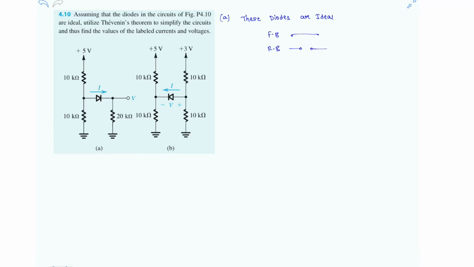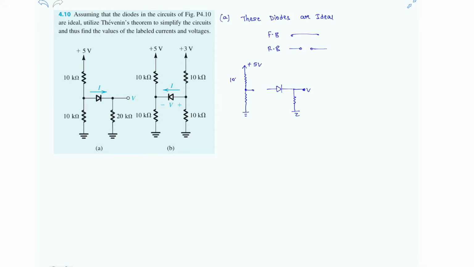So problem A we can solve it easily by applying Thevenin's theorem. So let's see how to do it. First of all, let's decompose this circuit into two parts. So now let us replace the left side of this decomposed circuit with its Thevenin's equivalent.